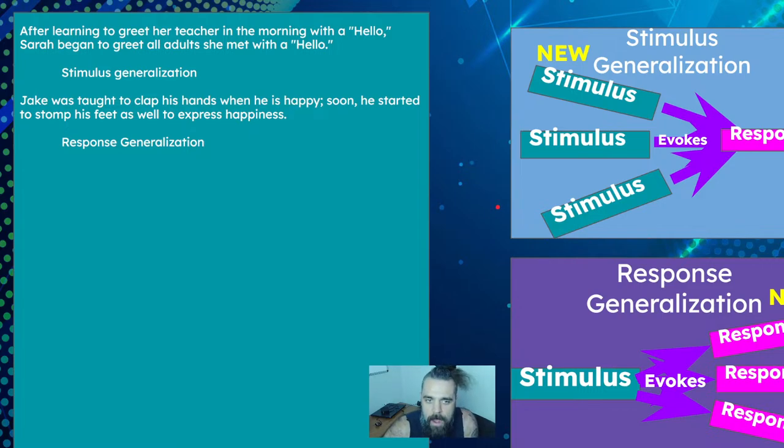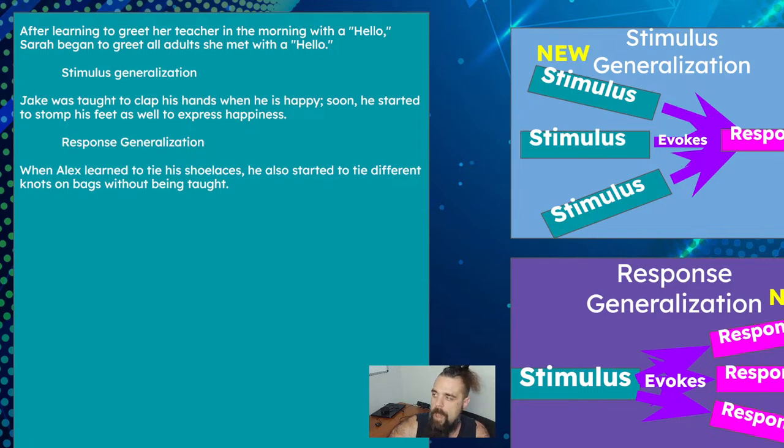This one is again response generalization, because we see a new response being generated that serves a similar function. To express happiness, either clap hands or stomp feet; both of them are in the same response class. We see a whole new response generated. Excellent. How about our next one?